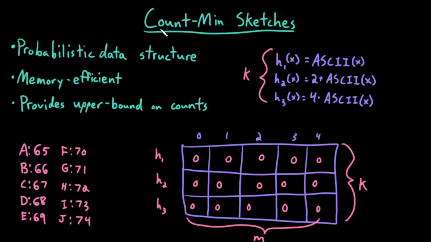And an initial count min sketch is initialized with every single count as 0. So these values are going to store our estimates of counts.